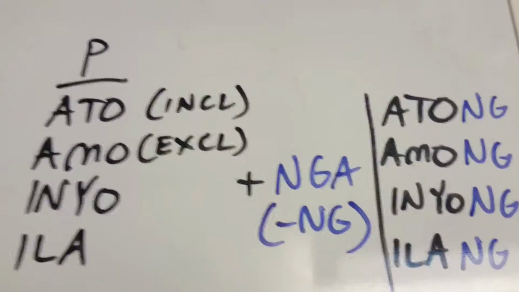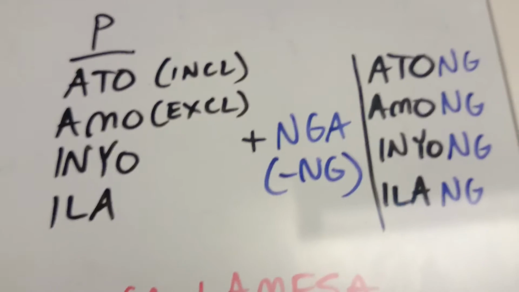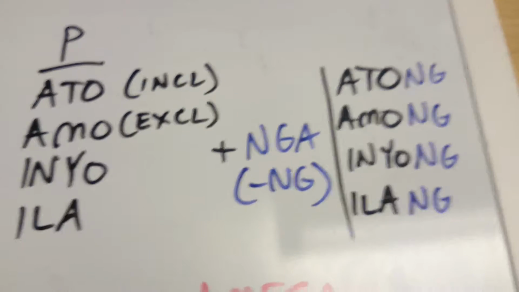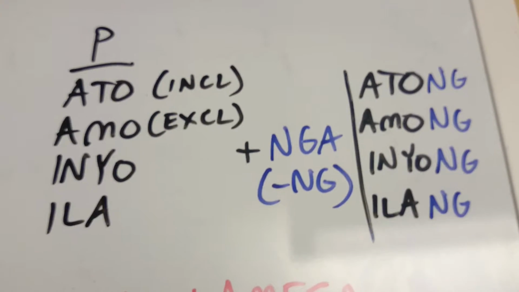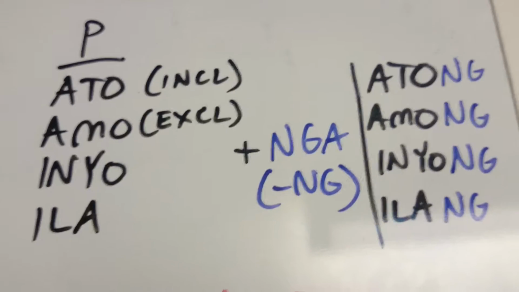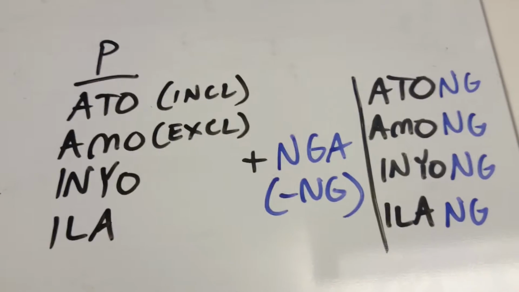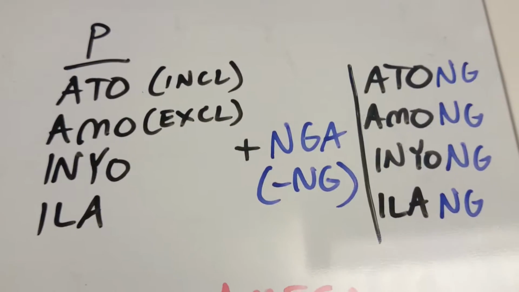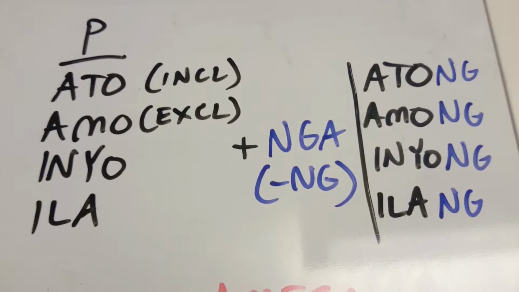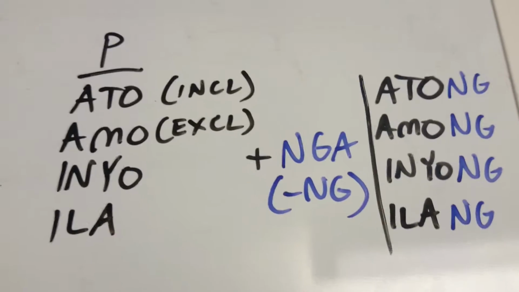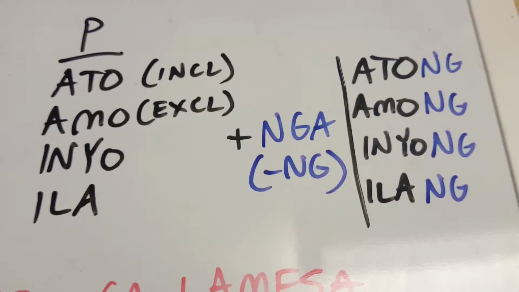Same with moving on to the plural forms. We have the inclusive and the exclusive we, as I explained. If you've forgotten it, just look back at the video with the absolutive case. It's pretty much the same too. We have the ato, which is the inclusive we, the amo, which is the exclusive we, the inyo, which is the second person plural, the you all, the you guys, the y'all, the yins, that kind of form, and the ila, which is the third person plural. It's the they, the them kind of pronoun.